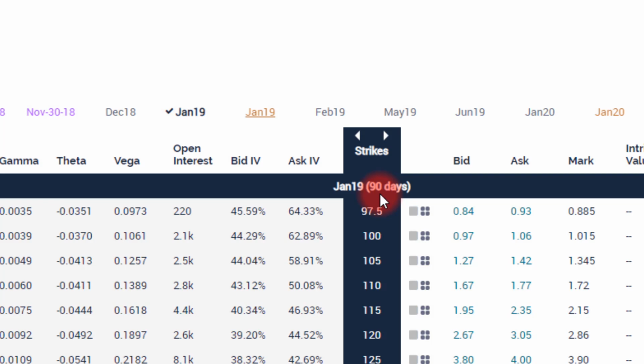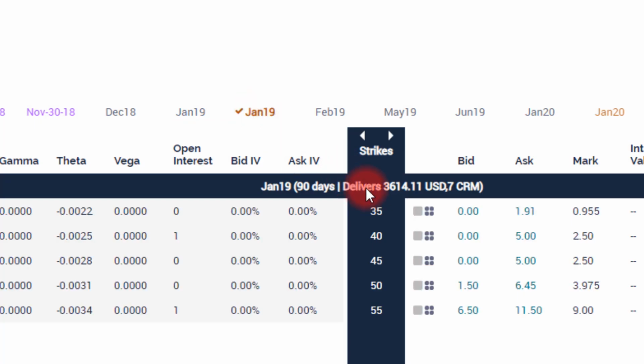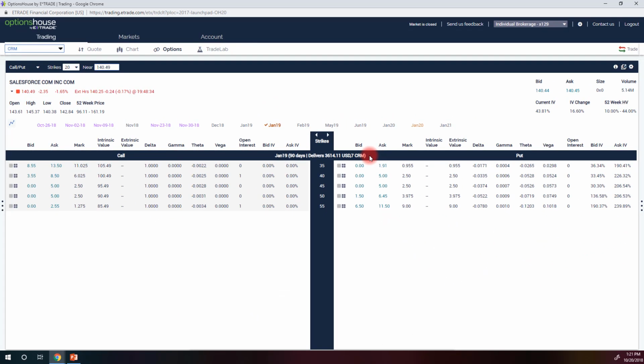So if you're looking to open a position, always take the non-adjusted one. If you were trying to buy calls, let's say, for January 19 for Salesforce, you should be using this expiration, not this one in gold. So what caused this? How come we're seeing $3,600 in cash and 7 shares of CRM? Some type of corporate action happened. So if you get this, let me show you a way that you can find out what happened.